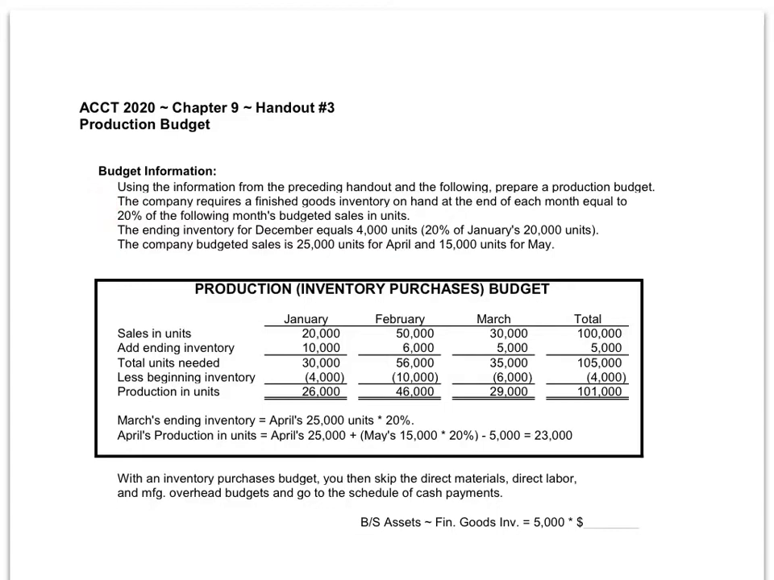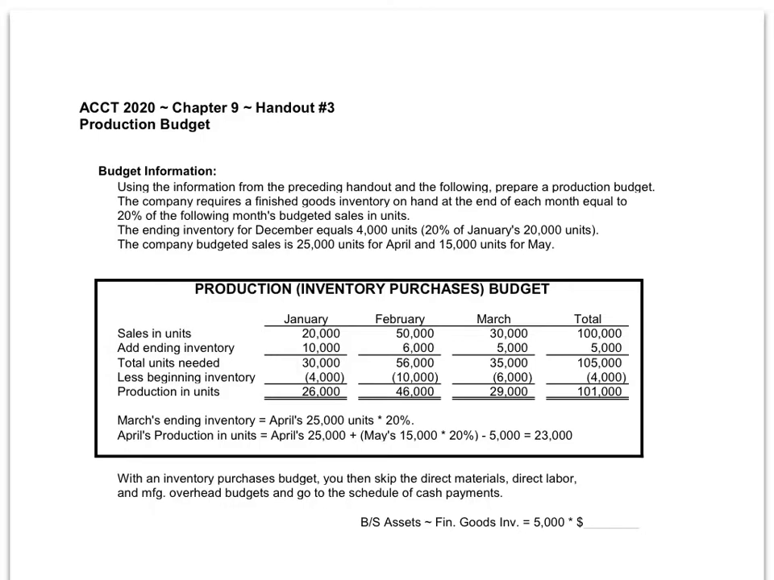So in February, our budgeted sales are 50,000. So we would take 20% of that 50,000, and that's why we want to end up at the end of January with 10,000. So we want 10,000. And so the total units that we need are 30,000.